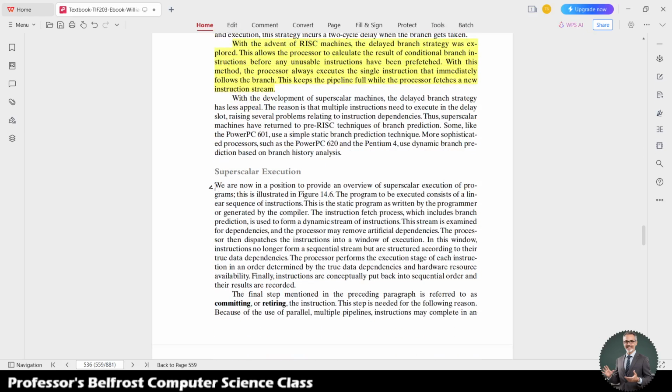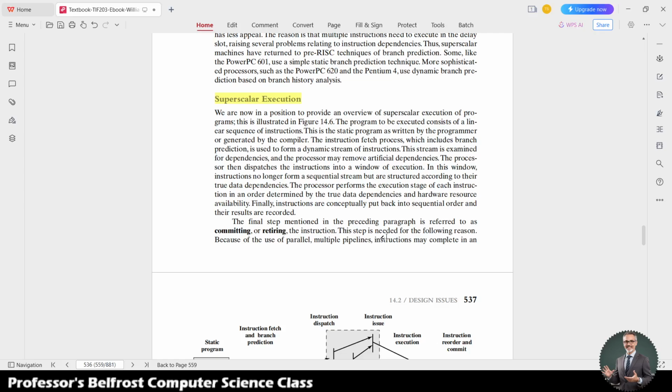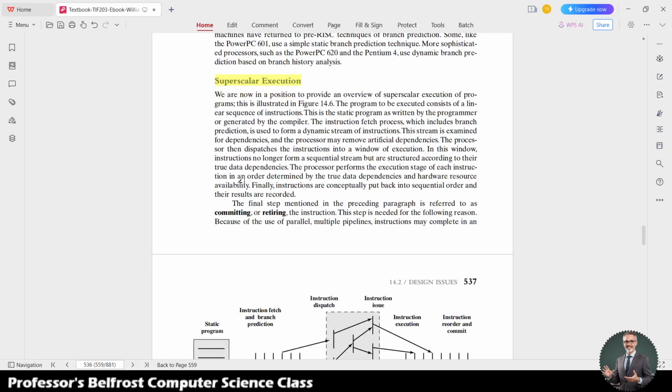Next, we have superscalar execution. What is important here is that this is the final process. Finally, instructions are conceptually put back in sequential order and the results are recorded, because the steps here have been outlined before. This is also important.